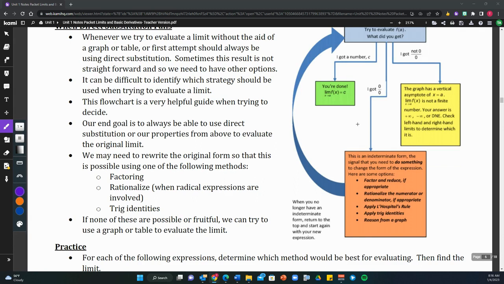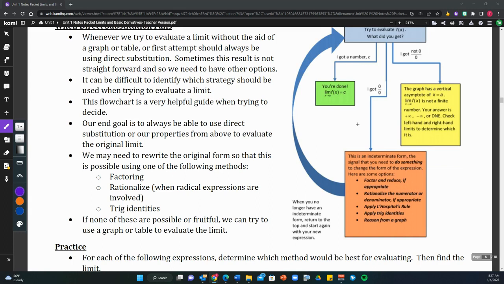So if none of those are possible or fruitful, worst case, then we have to try and graph it and/or use a table to evaluate the limit. But most of these, we're going to be able to do some kind of algebraic manipulation to it so that we can evaluate.